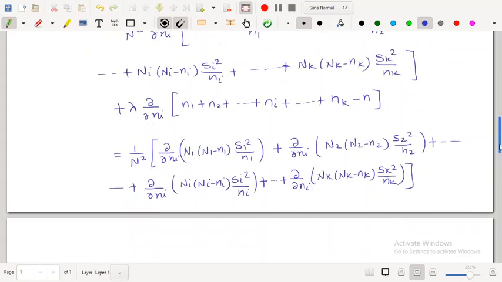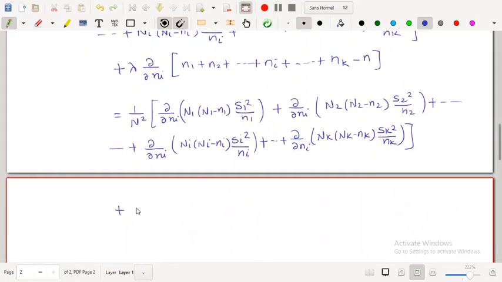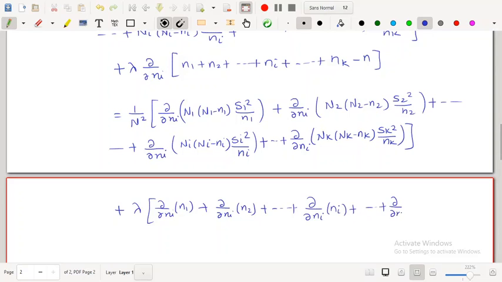Plus lambda into, take this derivative inside the bracket, so this will be dou by dou ni of n1, plus dou by dou ni of n2, plus up to dou by dou ni of this ni, plus up to dou by dou ni of this nk, minus dou by dou ni of this n.